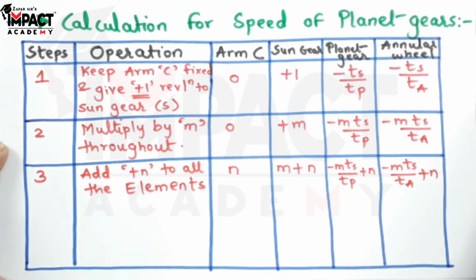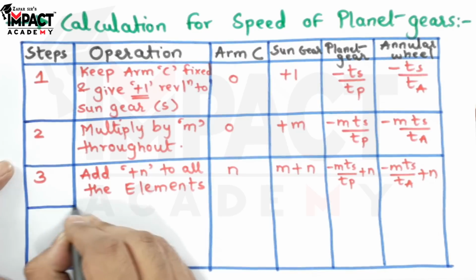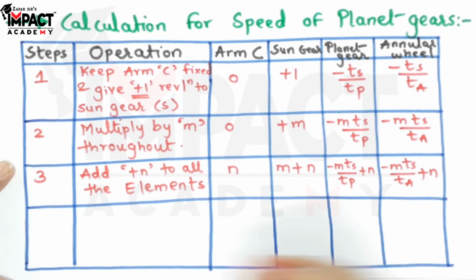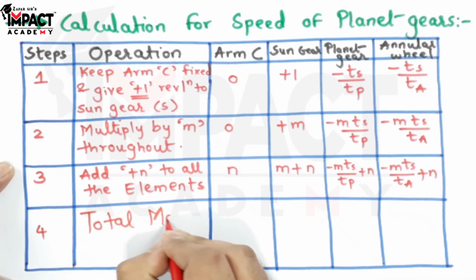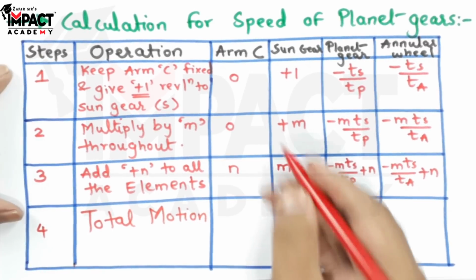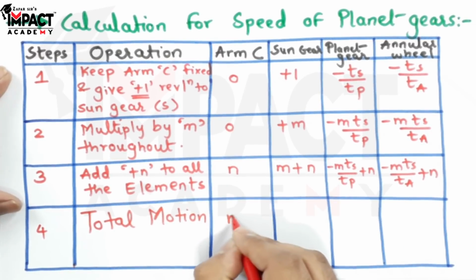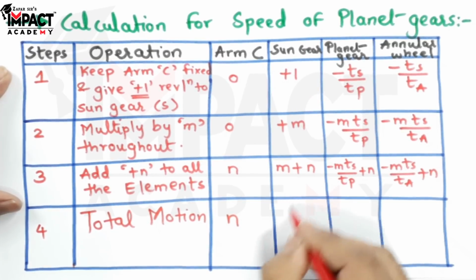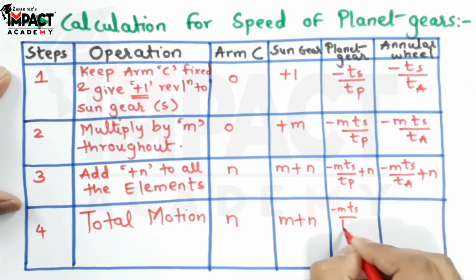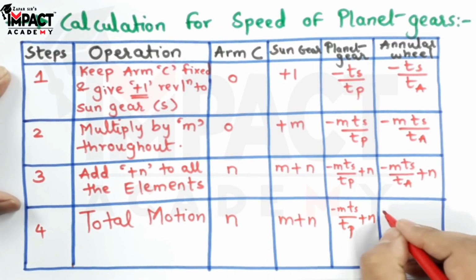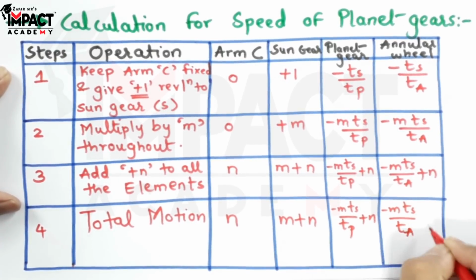At last I'll write the total motion. So the last step is total motion. For arm C it is small n, for sun gear it is m plus n, for the planet gear and for the annular wheel.